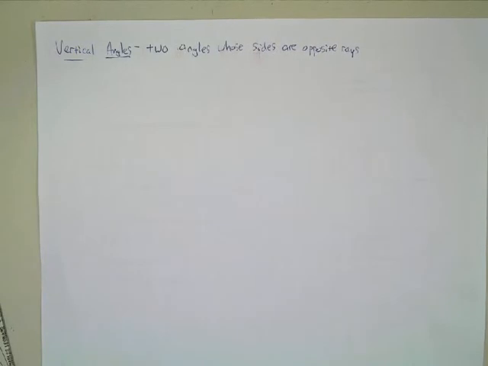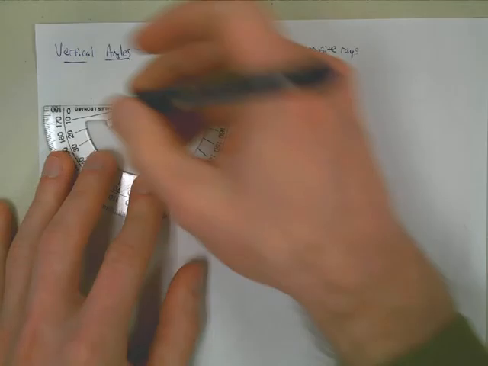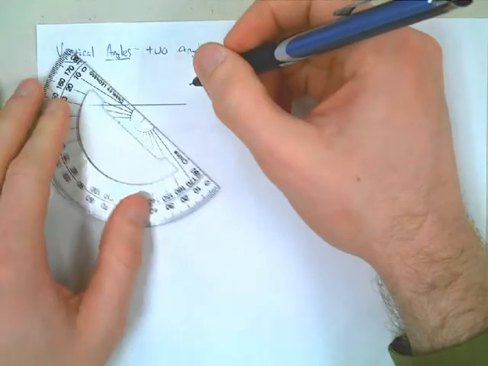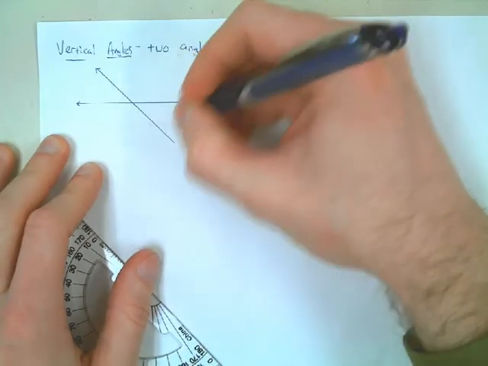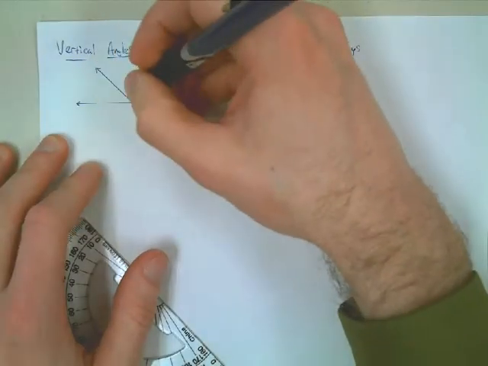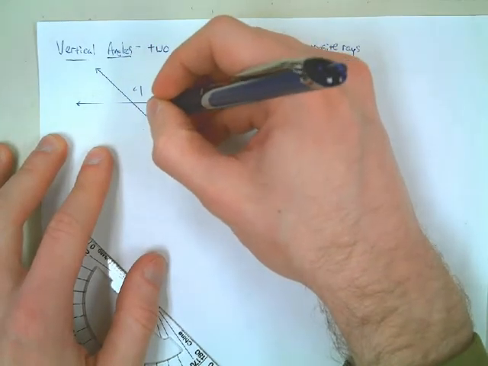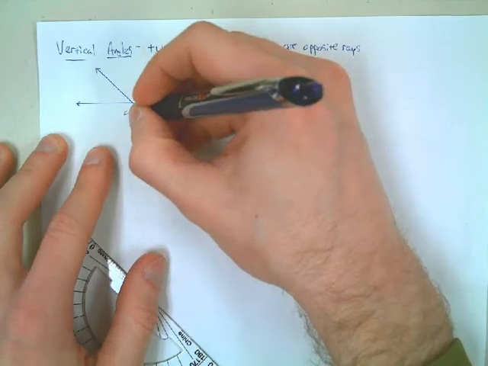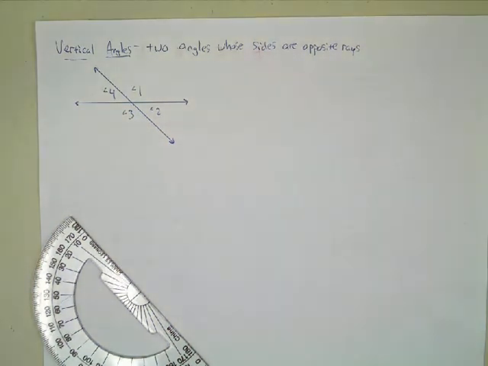So I'm going to draw a picture here to illustrate this. And I'm just going to number the angles, because I think it's going to make things a little bit easier. So when I draw those two intersecting lines, I created 4 angles there, right? 1, 2, 3, and 4. When I drew those intersecting lines, I created those 4 angles.